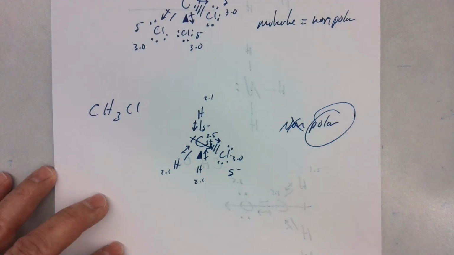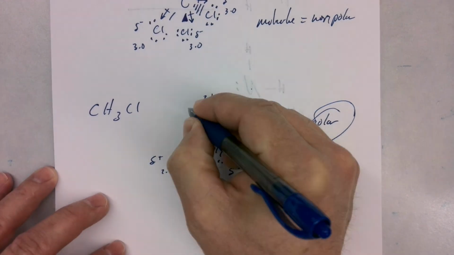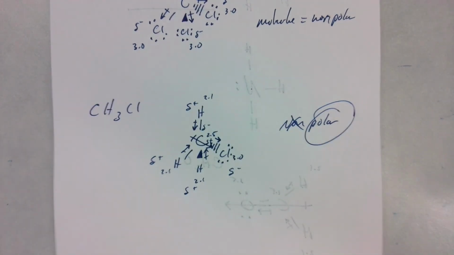Yep, I would write it in a different place. Alright, sweet. All of these are going to be slightly positive, slightly positive, slightly positive, and it makes it hard. Usually when they do this, they're going to ask these questions differently. They'll look at the bond individually, and then they'll have a different question to look at the whole molecule because of that confusion. Okay? Does that make sense?